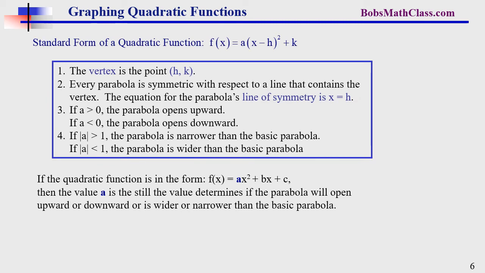All right, here's some notes. This is the standard form of a quadratic function. F of x equals a times x minus h squared plus k. The vertex is the point (h, k).